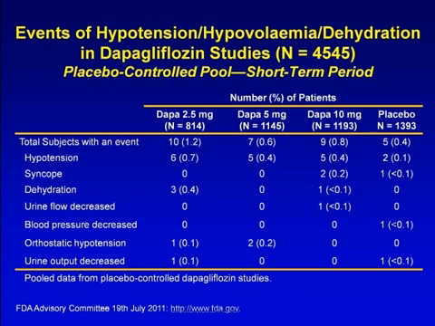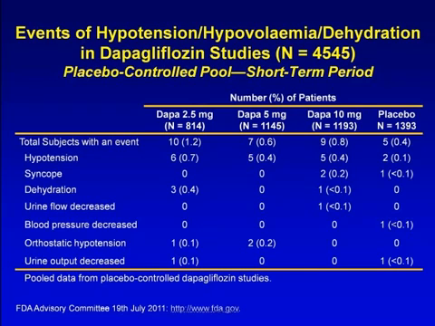What about volume-related side effects? This slide shows data presented with dapagliflozin, and compared to placebo, the total number of subjects with the volume-related events was higher, but it was fortunately relatively uncommon. It was 0.8% with the highest dose of dapagliflozin and 0.4% with placebo. Most of this related to a drop in blood pressure, so there was some degree of hypotension. There were a few cases, but very little, of syncope.